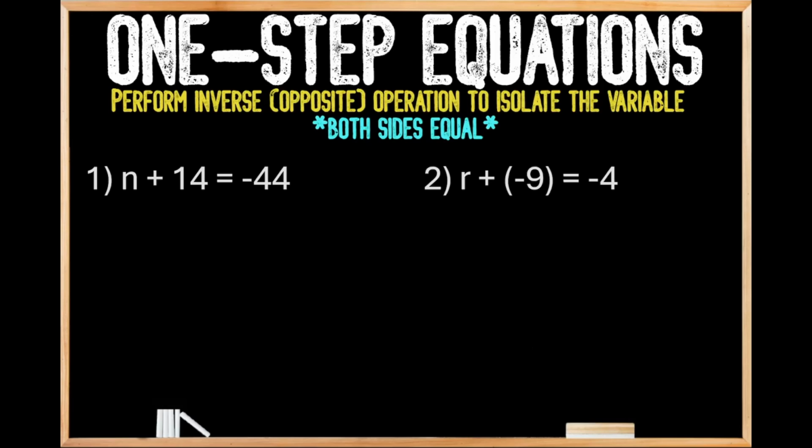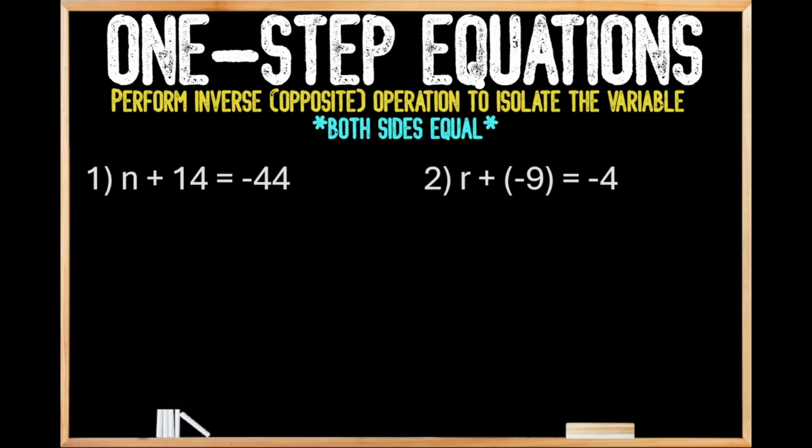And as we can see up top here, highlighted in yellow, in order for us to isolate our variable of n, we're going to need to perform the inverse or the opposite operation of whatever is being done to our variable. Here in question number 1, we have n plus 14 equals negative 44. So in this problem, we're adding 14 onto our variable.